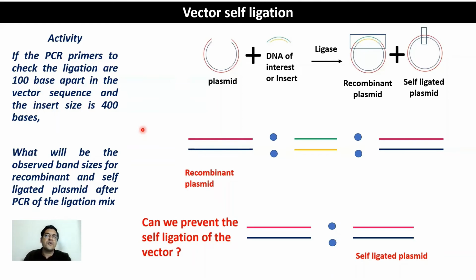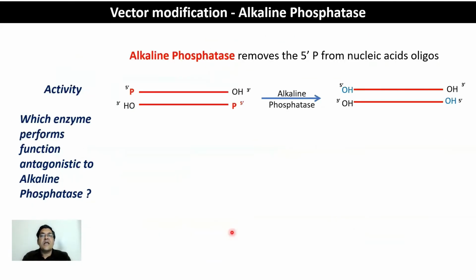I think it is a topic in module 2, and there we'll be discussing in absolute detail how a PCR works. I'll also give you practical examples of what would be a solution to this problem. So this is basically what we do. Now coming back to the original question, can we prevent self-ligation of the vector? The answer to this is alkaline phosphatase.